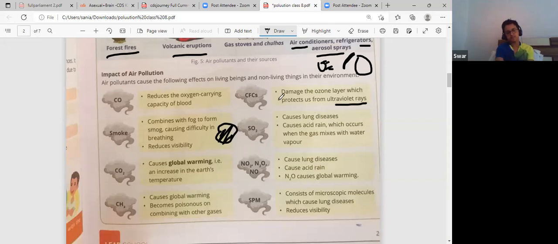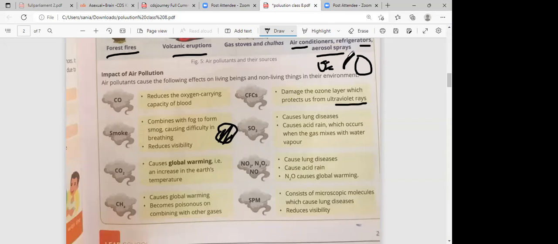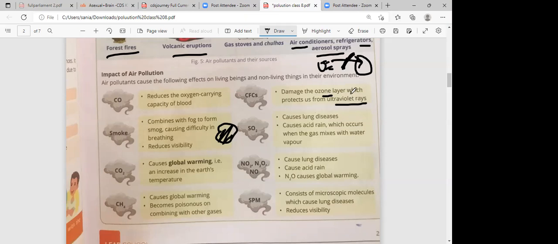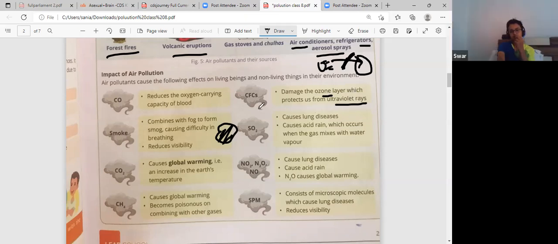Yeah, so basically, this CFC damages the ozone layer. What does the ozone layer do? Basically, it protects us from UV rays. But if the CFC damages it, then of course the sun's rays will come directly and cause lots of problems for us, right?